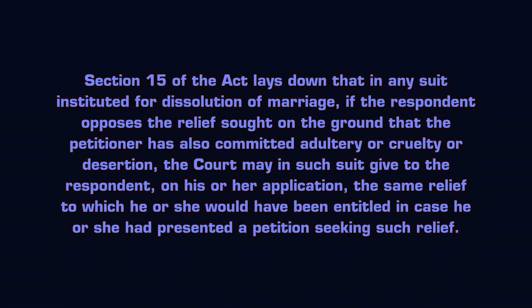What is the relief in case of opposition on certain grounds? Section 15 of the Act lays down that in any suit instituted for dissolution of marriage, if the respondent opposes the relief sought on the ground that the petitioner has also committed adultery or cruelty or desertion, the court may in such suit give to the respondent, on his or her application, the same relief to which he or she would be entitled in case he or she had presented a petition seeking such relief. However, the respondent shall be competent to give evidence relating to such adultery, cruelty or desertion committed by the petitioner.